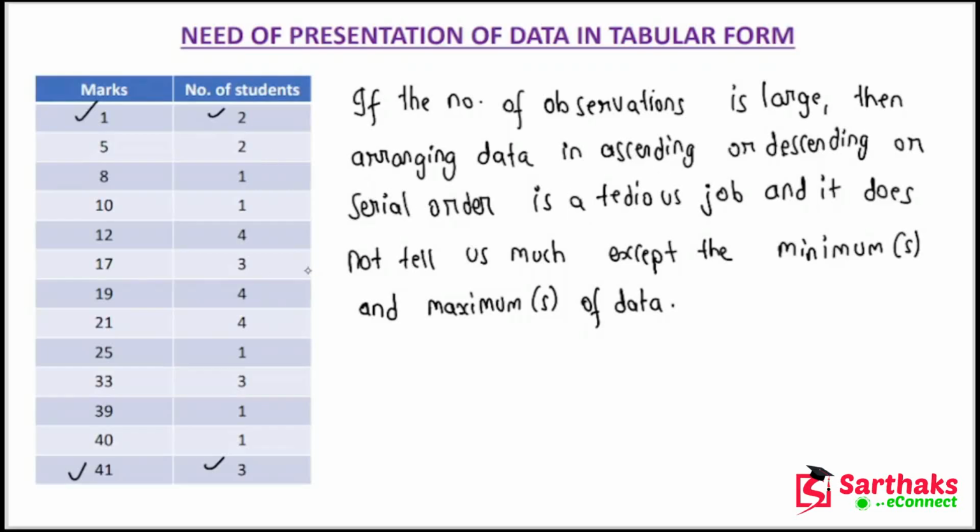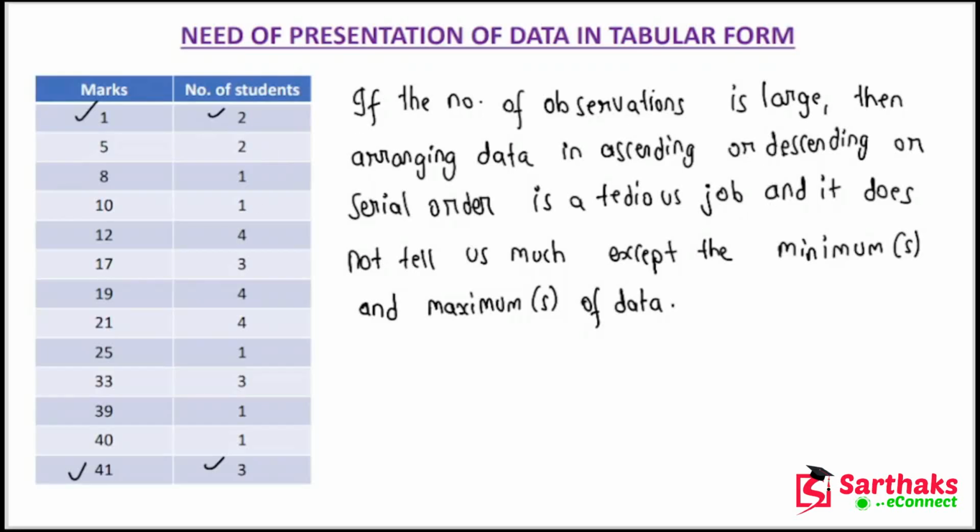right? It is very small, you will say, but you will get more number of observations. Then in this case, arranging data in ascending or descending order or serial order is a tedious job, and it is time consuming, and it is a wastage of time because it does not tell us much about it. We are just getting the minimums and the maximums. We are not even getting the range or anything about the data. So what is the variation? What is the mean of the data? How many students got the maximum number of marks? Nothing. We are getting nothing out of it, right? So this particular type of data or representation of data in ascending or descending order is also not very efficient.